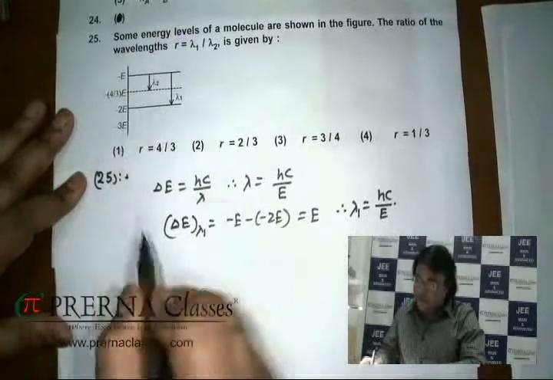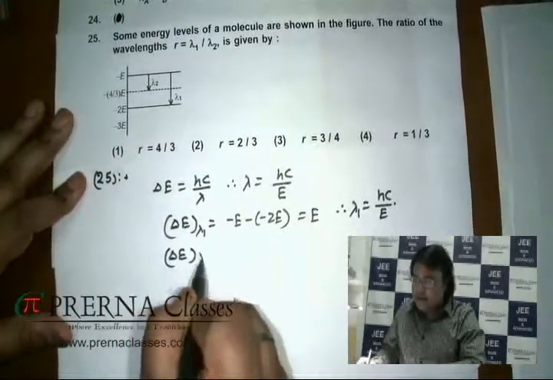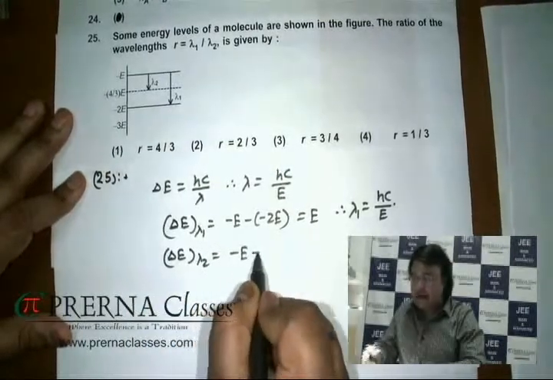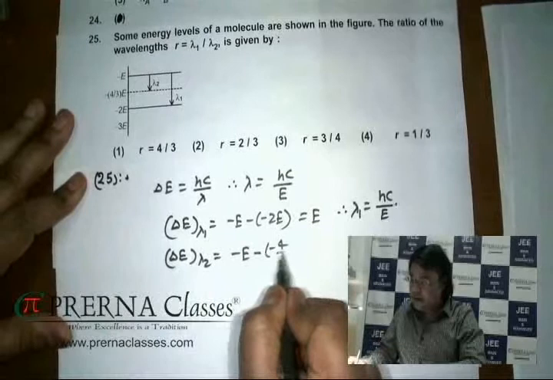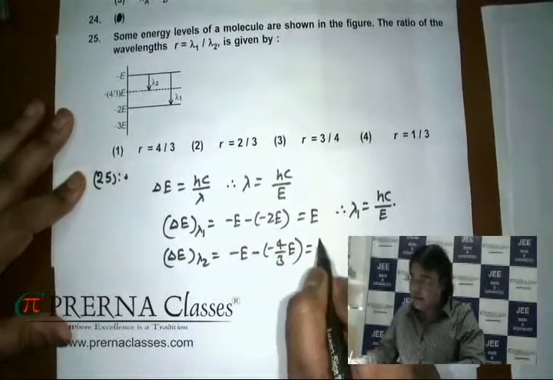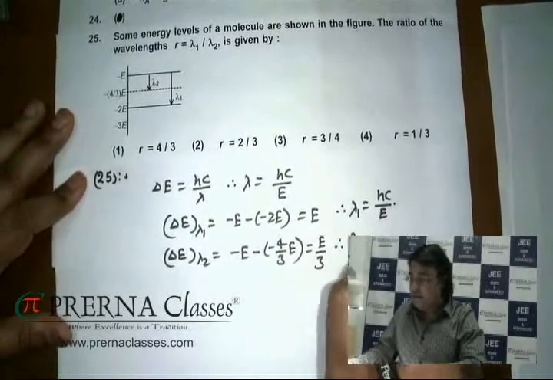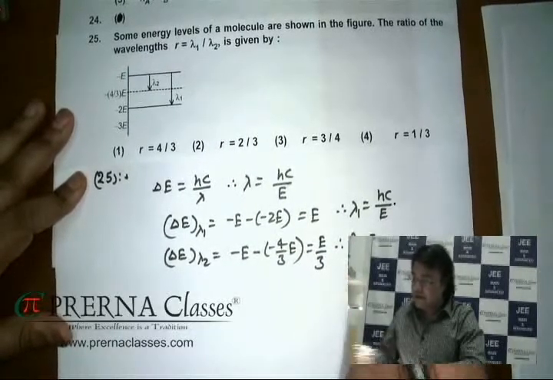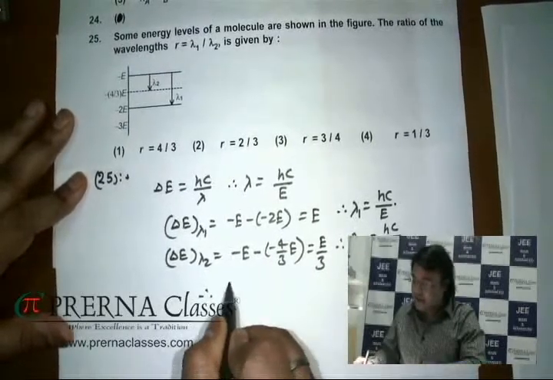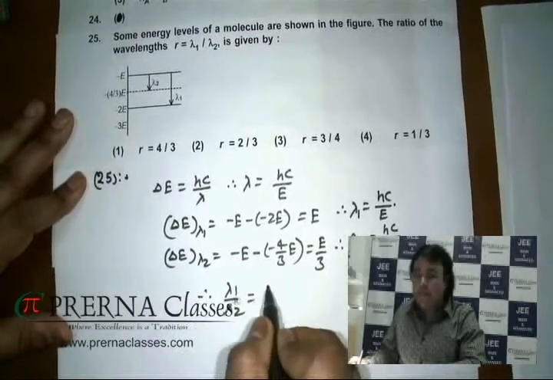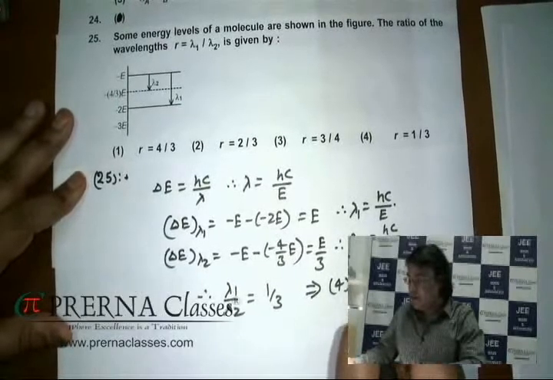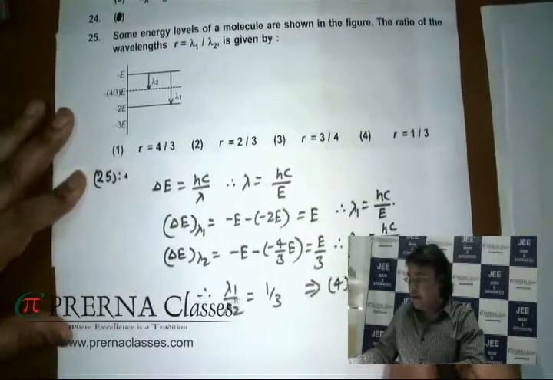Similarly, for lambda 2, delta E will be how much? Final energy is minus E and initial value is minus 4E by 3. So it comes 4E by 3 minus E, that means E by 3. So the expression of lambda 2 will be hc by (E by 3). So the required ratio lambda 1 by lambda 2 will be 1 by 3. So the correct option is 4.